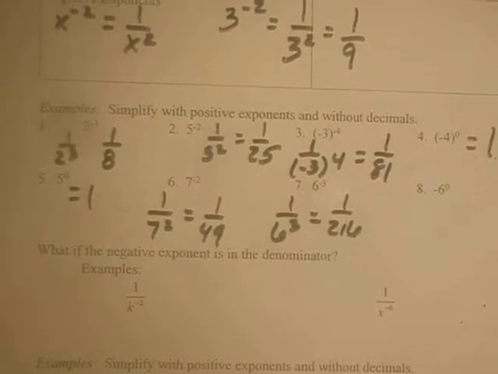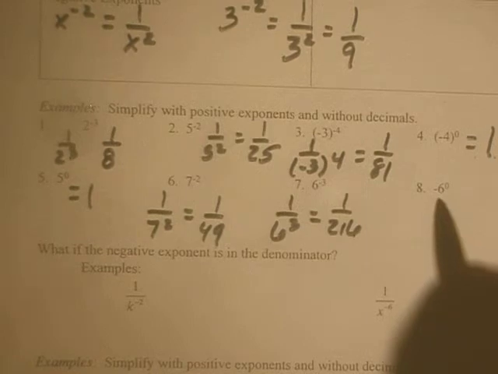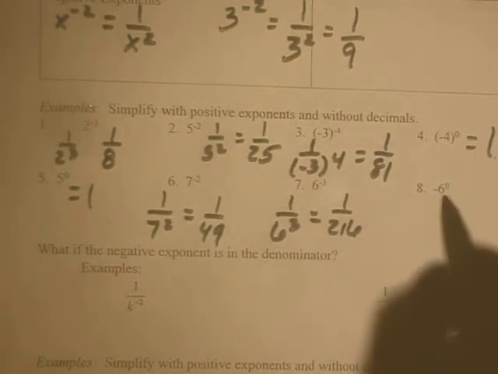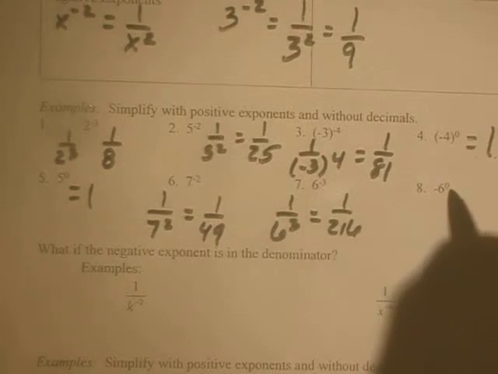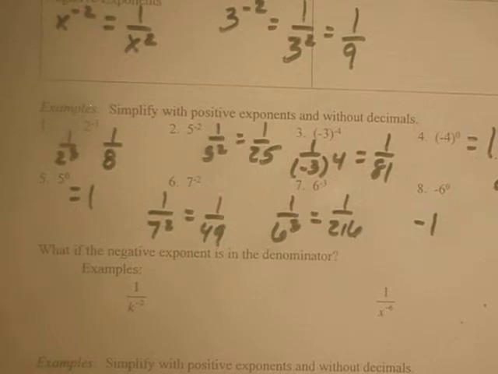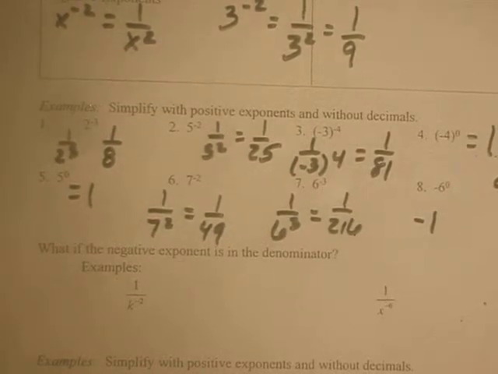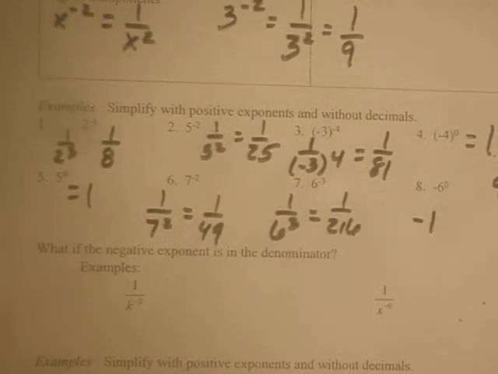Number 8 is tricky. Anything to the 0 power is 1. But we need to do 6 to the 0 power and then put the negative in front of it. 6 to the 0 power is 1. And then we put a negative in front of it. And let me make a number 9 here. Negative 6 to the 0 power. Now when you have the negative inside the parentheses, that would just be the positive 1. This one, we have to go to the 0 power and then do the negative.